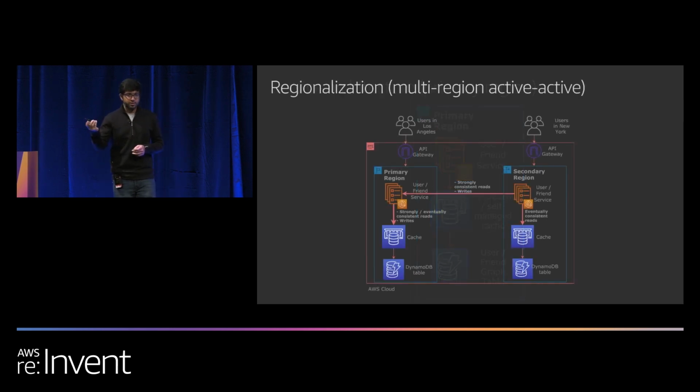Now let's talk about how it looks in a regionalized manner. So as I mentioned, we want to be able to read our data locally. So that means we need to replicate our data to our secondary regions. So for a moment, let's pause on how we actually replicate the data and just think about how we would serve those read and write requests for our users.